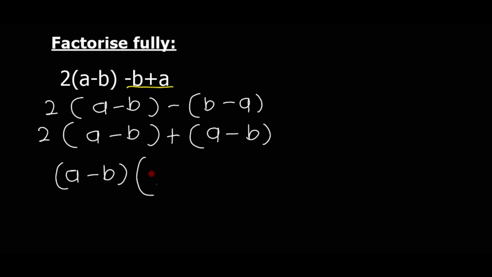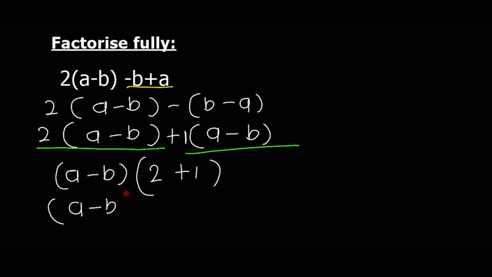So we will remain with 2 because we took a minus b as a common factor. Here we will remain with 2, and on this side we will remain with 1, because where it is the same it is like having 1. And then this is our answer. You can write it this way: a minus b times 3, because 2 plus 1 is 3. So this is your final answer.